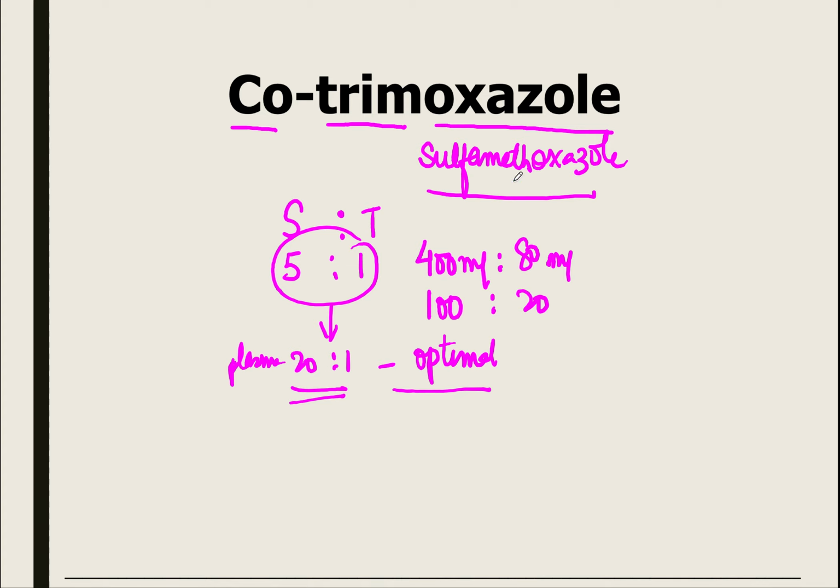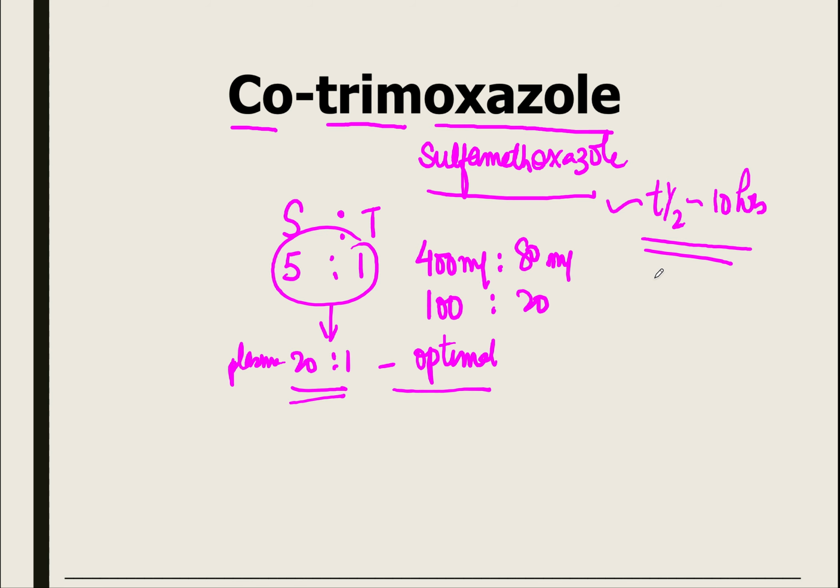And why only sulfamethoxazole and trimethoprim? Because they have similar pharmacokinetics. Their half-life is almost the same, 10 hours. So that's why they are the best partners to be combined in this particular drug.